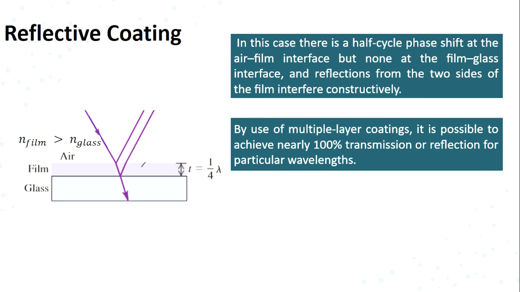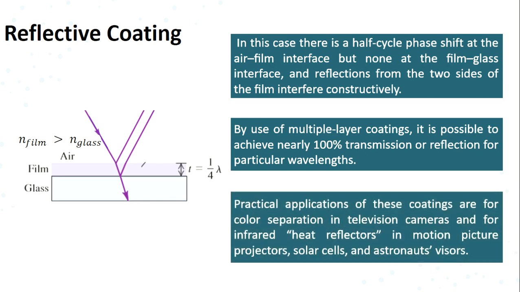By use of multiple layer coatings, it is possible to achieve nearly 100% transmission or reflection for particular wavelengths. Practical applications of these coatings are for color separation in television cameras and for infrared or heat reflectors in motion picture projectors, solar cells, and astronauts' visors.